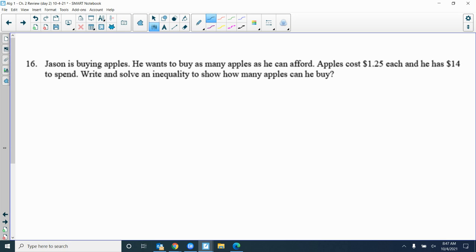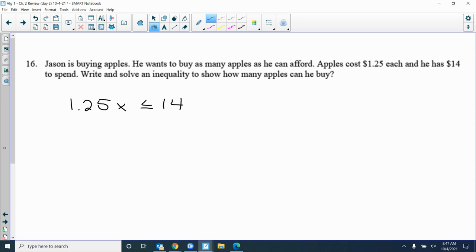Jason's buying apples. He wants to buy as many apples as he can afford. Apples cost $1.25 each, and he has $14 to spend. Write and solve an inequality to show how many apples he can buy. All right, Ryan, what do you think the inequality would be? 1.25x is less than or equal to 14. Okay, less than or equal to 14, because he can spend $14, so it could be equal to 14, or it could be less than. You can't spend more than that because that's all he's got.